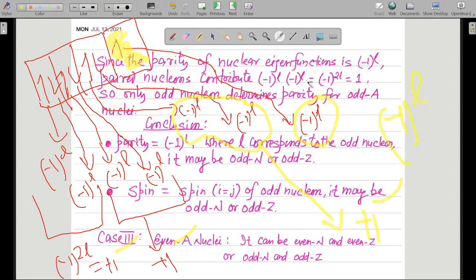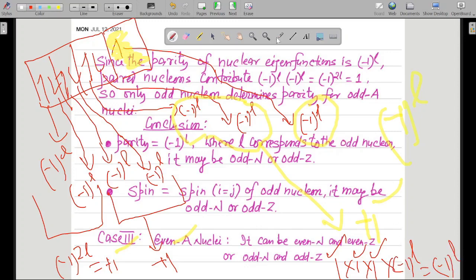Why will it remain as (-1)^L? Because it does not have a pair. So (-1)^(2L) does not come, as there is no pair of it. So when you try to find out the parity of this particular nucleus, what will happen? It will be 1 into 1 into 1, because this was (-1)^(2L) three times, so plus 1 into plus 1 into plus 1 multiplied by (-1)^L. Eventually all this will be equal to (-1)^L.